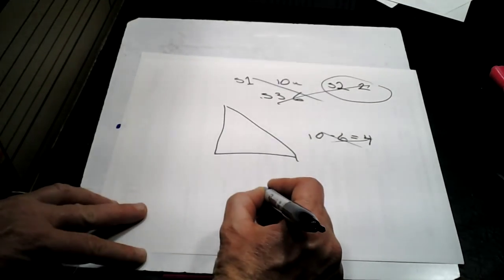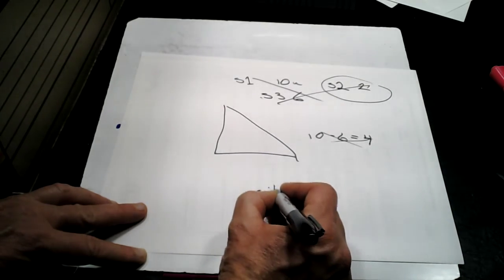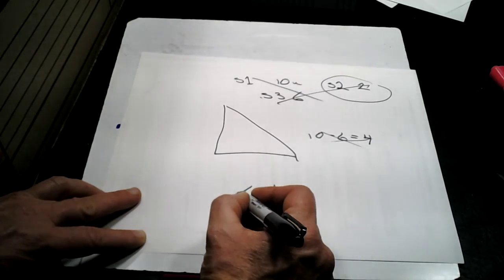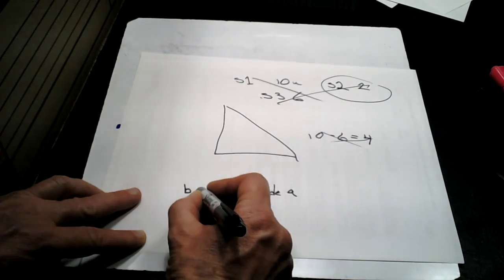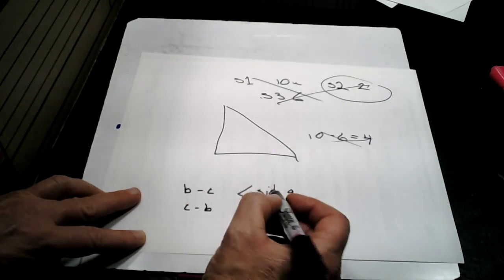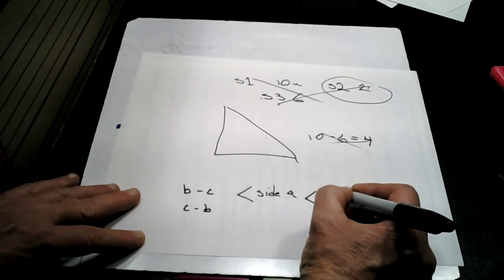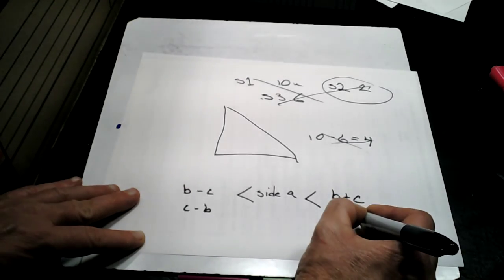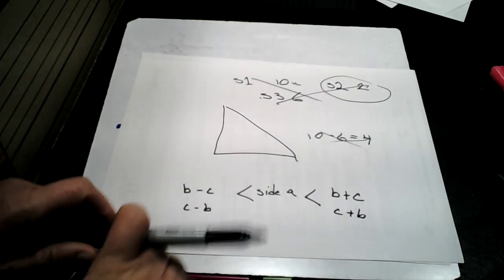So remember, we'll just call them side A, B, and C. Side A has to be greater than B minus C, or C minus B, whichever is bigger, and it has to be less than B plus C, or C plus B. Okay? Does that make sense?